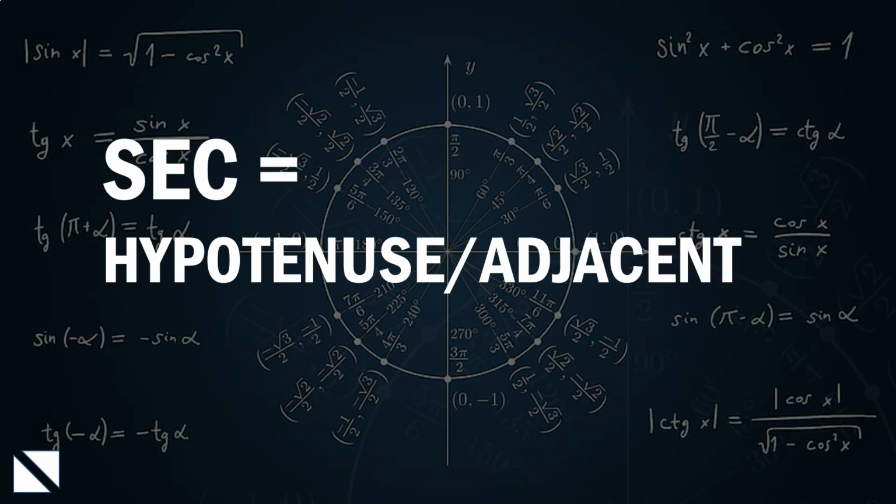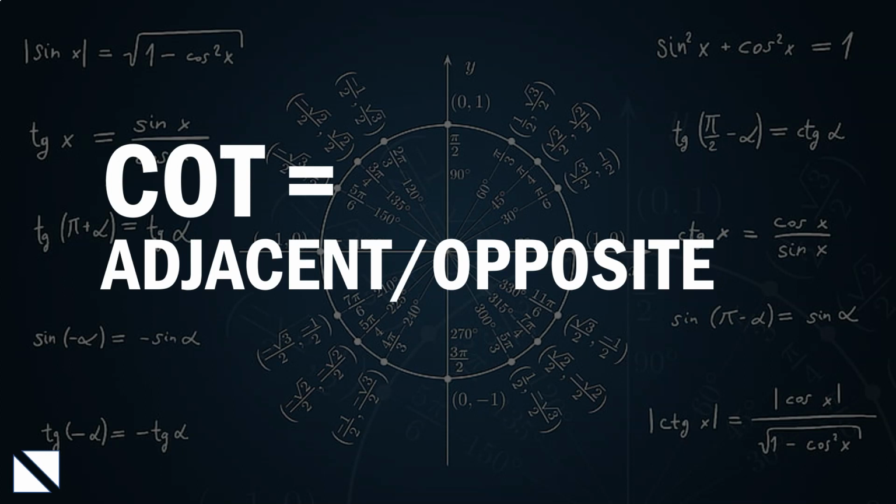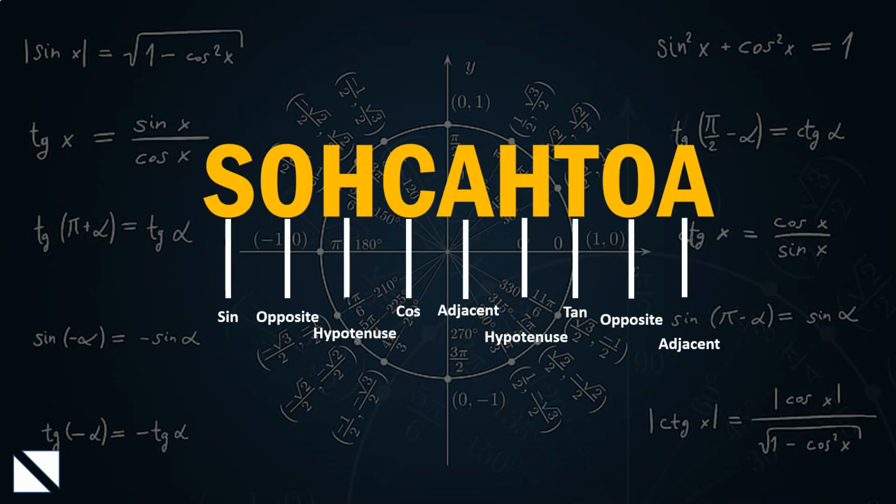Secant is hypotenuse by adjacent and cotangent is adjacent by opposite. So there's a simple abbreviation to minimize this and make it easier for you to remember. So we have SOHCAHTOA. The first 3 letters make a 9-letter word. It's not a real word, it's made up, it's just an abbreviation.